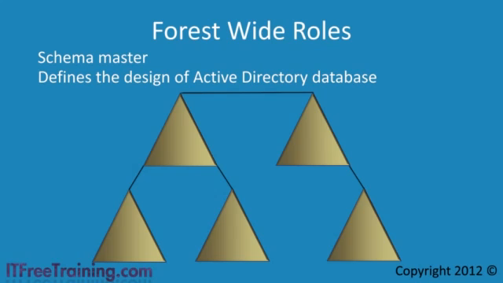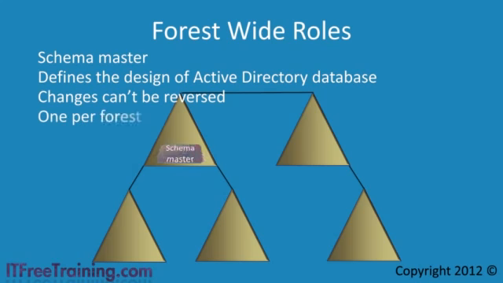Making changes to the schema is a very important decision because once you add additional attributes or objects to the Active Directory database, they cannot be removed. Since the schema defines the Active Directory database across a forest, there is only ever one schema operation role per forest. If the server with the schema role is not present, then you cannot make changes to the Active Directory schema.